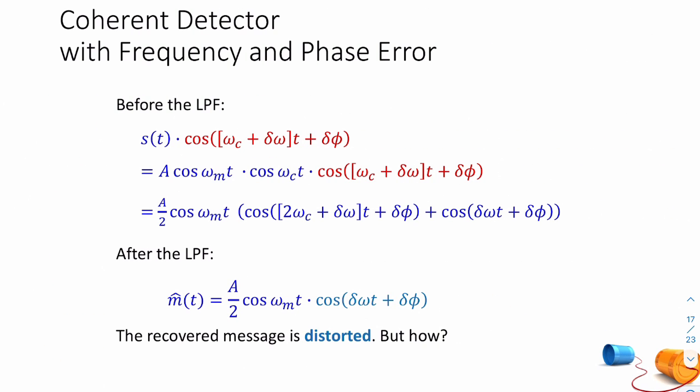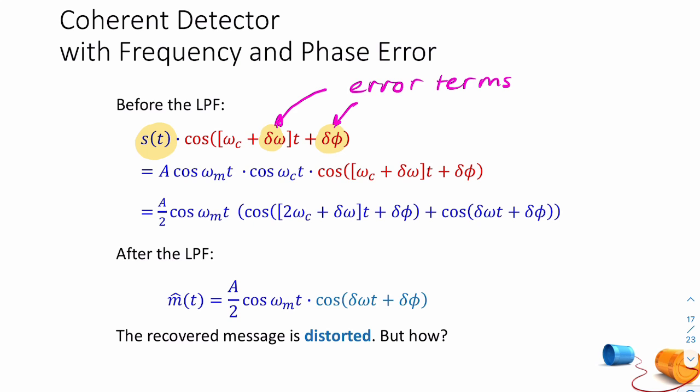So remember our incoming message, or incoming signal, S of T. We're going to multiply it, because that's what we do at a demodulator, or at a coherent demodulator. We're going to multiply it by a cosine, but this time we have these two error terms. Right, so these are the error terms. Ideally, we'd want these to be zero.